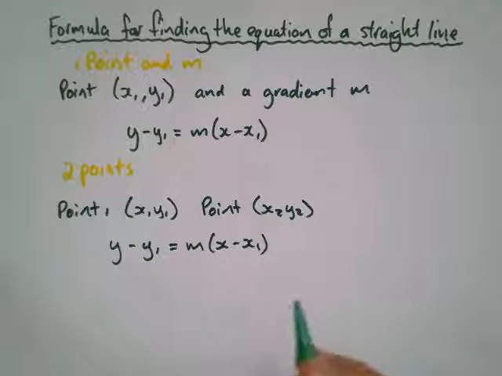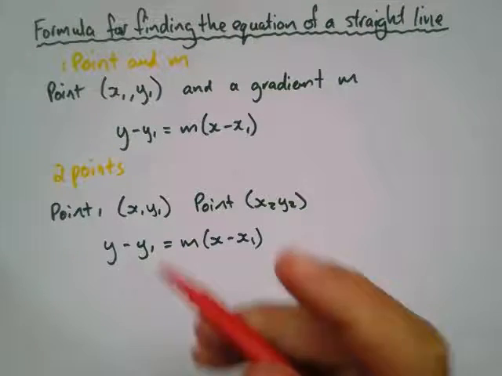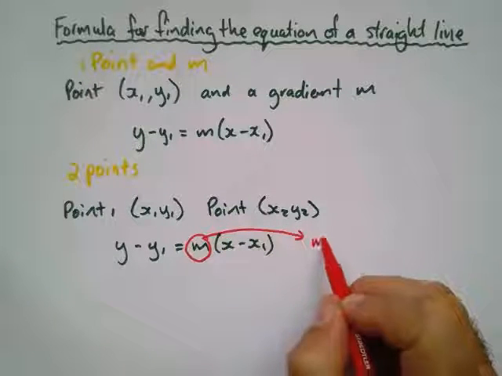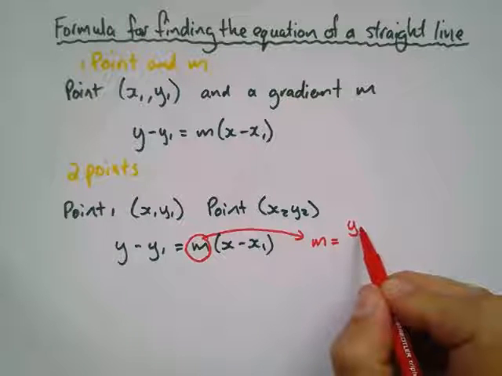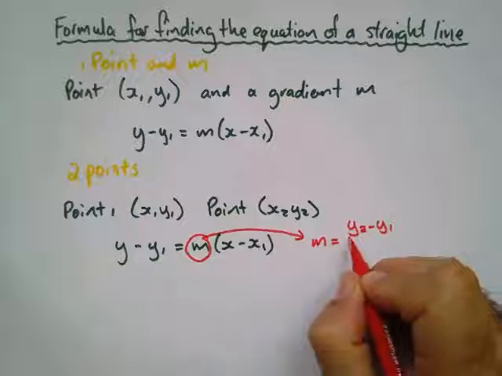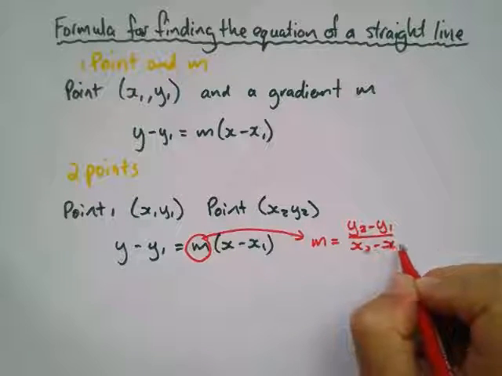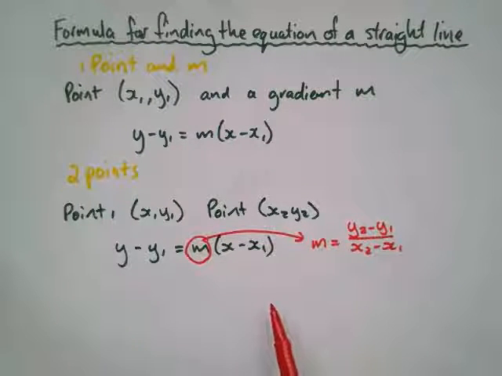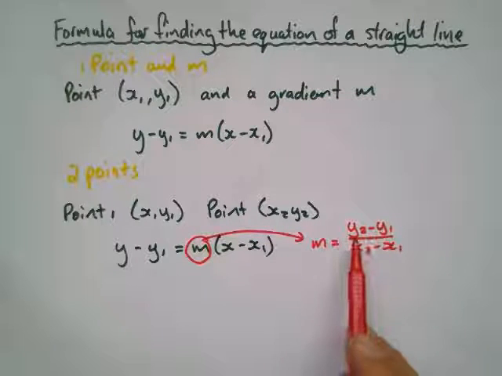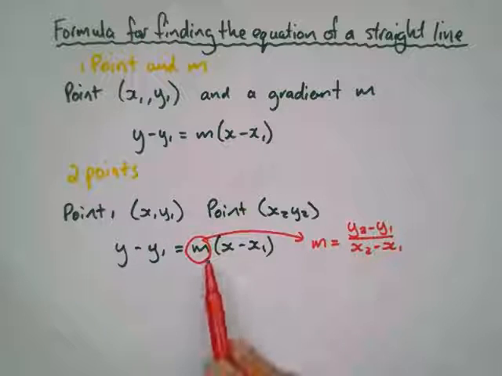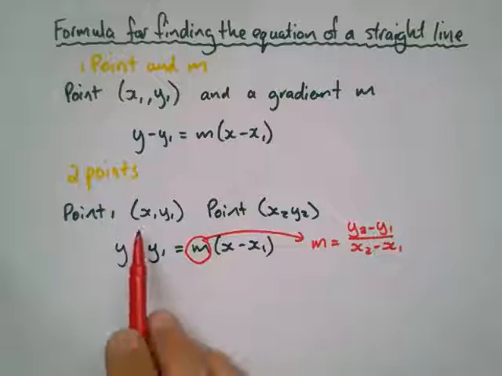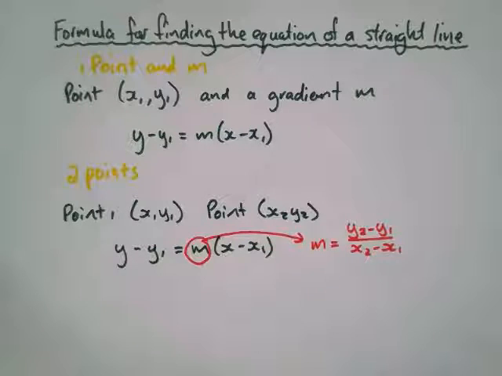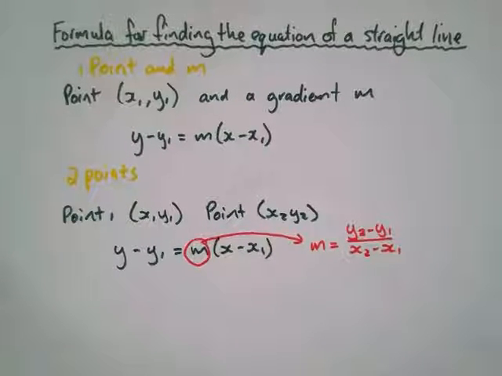The other, easy way is to find m first, using my formula for a gradient. The gradient is the change in y over the change in x, which means it's y2 minus y1 over x2 minus x1. Sometimes you can replace this into the formula and it becomes this huge thing. I find it much easier to find the gradient first by using the 2 points. And once you've got the gradient, you can use this formula and you can use for y1 and x1 either the values of x1 and y1 or x2 and y2. Please look at the video on the example of this.